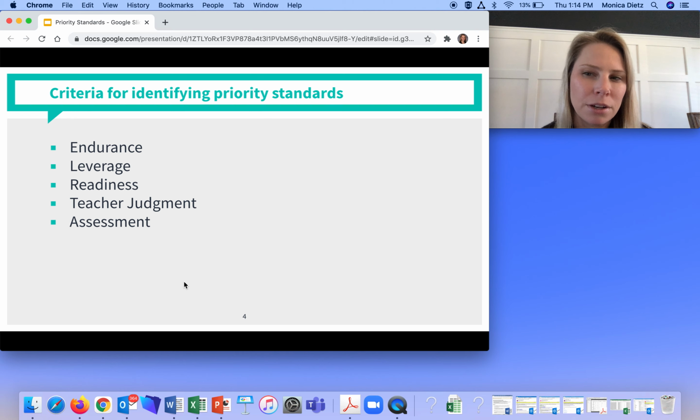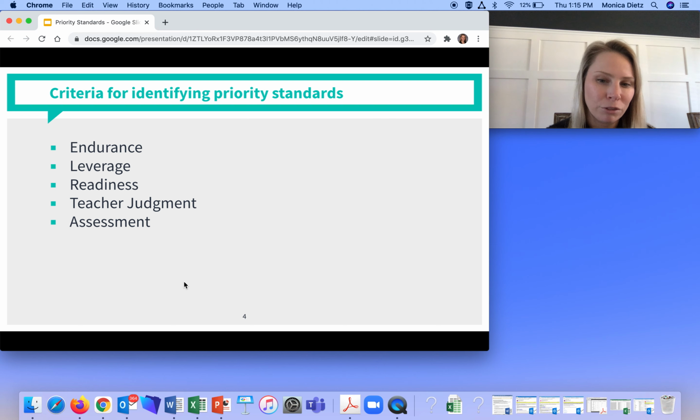And in order to prioritize your standard, what we looked at was certain criteria. We looked at a standard's endurance, its leverage, its readiness, teacher judgment, and assessment. I'm just going to go into what each of those terms means for a moment when you're thinking yourself about what a priority standard or what standards are your priority standards. So endurance. That's the knowledge and skills that will last beyond the class period or beyond the course. So is this standard going to stop in your grade or is it going to continue beyond your course? And if it is, it probably has endurance.